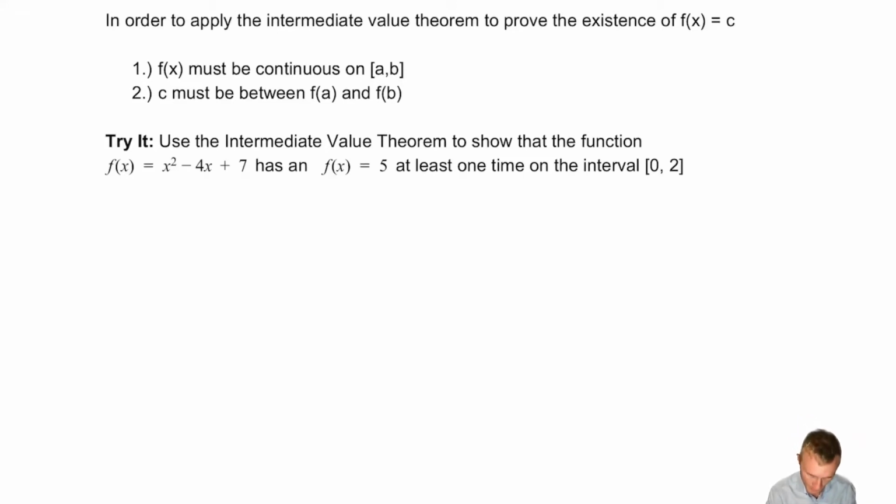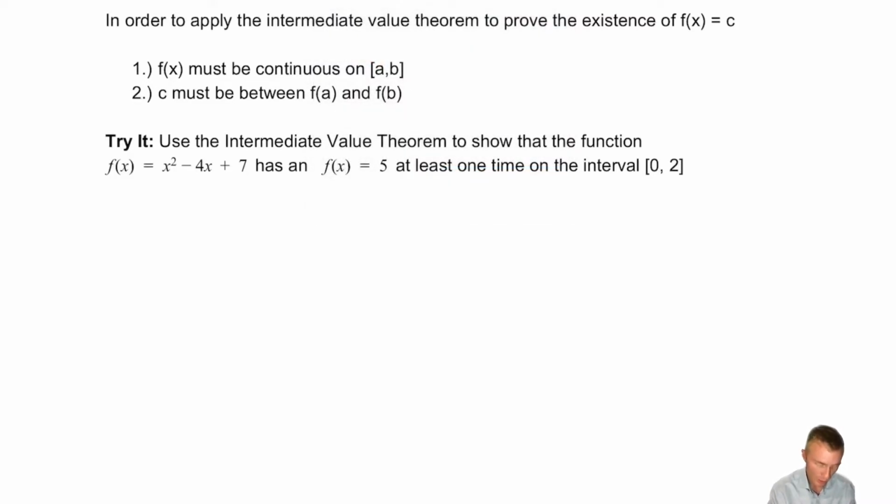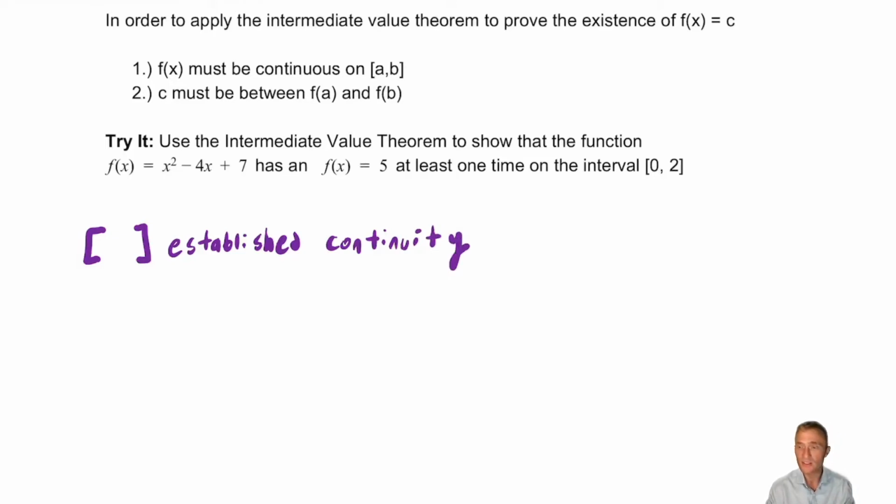So to check your own, the first thing I want you to look for is to make sure that you hit criteria number 1. Make sure that you actually established continuity. So this could be anything along the lines of f of x is a polynomial, it's a quadratic function, therefore f of x is continuous. If you've gotten that, you can go ahead and give yourself a point.